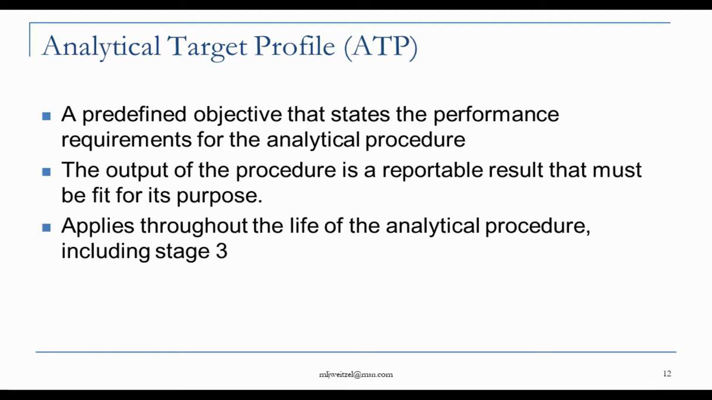Now, with the life cycle approach is the analytical target profile, the ATP. It's a predefined objective that states the performance requirements for the analytical procedure. And the output of the procedure is a reportable result that must be fit for its purpose. So in that previous slide, that was the laboratory and that small arrow for measurement uncertainty. The method has to meet that requirement to be fit for purpose. And this applies throughout the life of the analytical procedure.